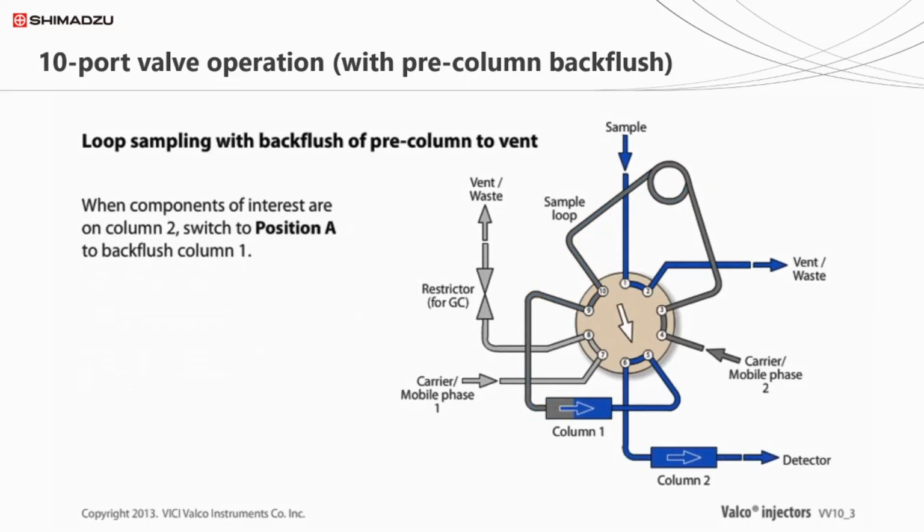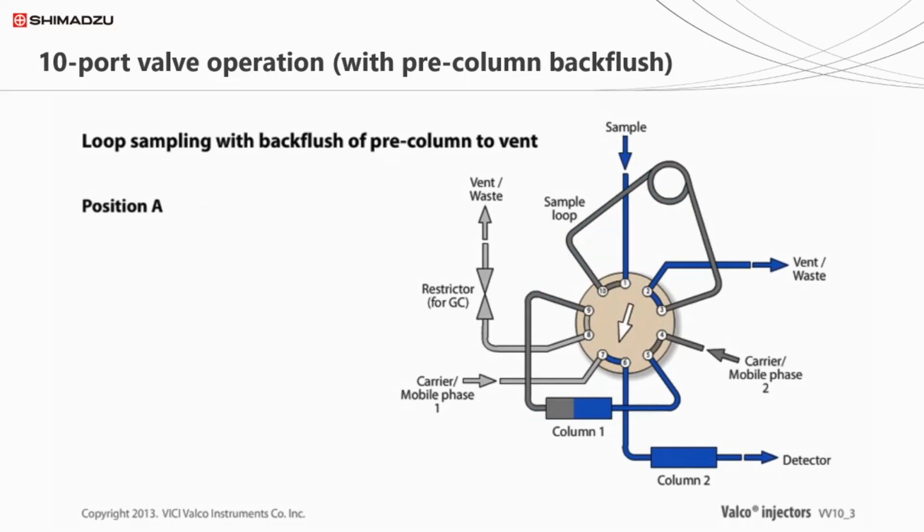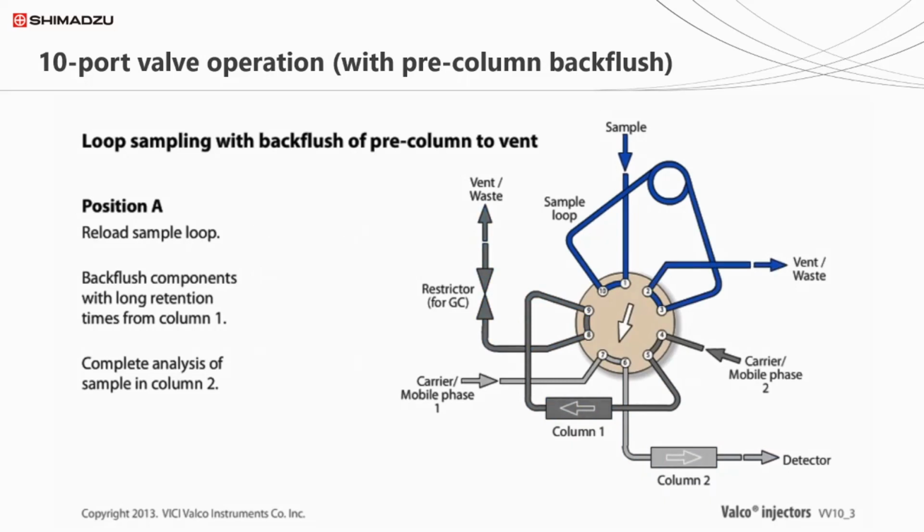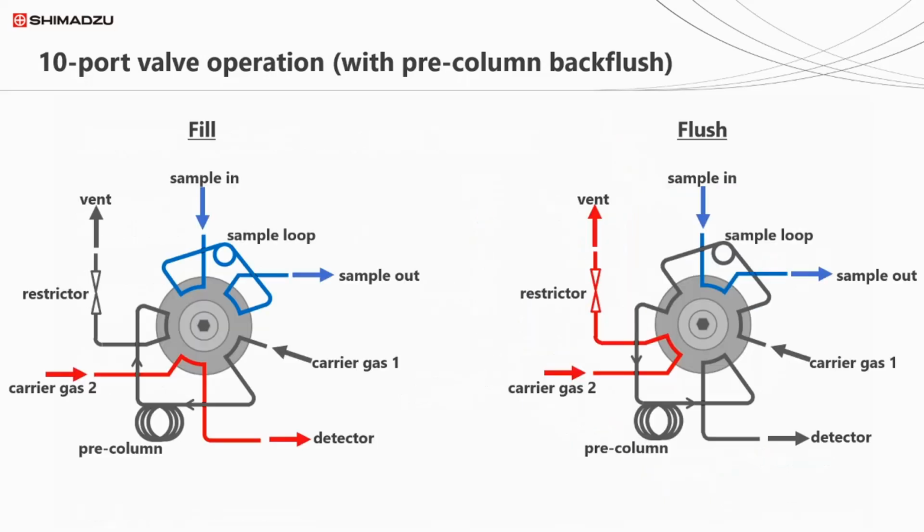If we time it correctly, when we switch the valve back, the first portion of sample makes it onto the analytical column and goes to the detector. Whilst the remainder of the sample, that was retained for longer on the pre-column, gets flushed back in the opposite direction and is vented from the system.